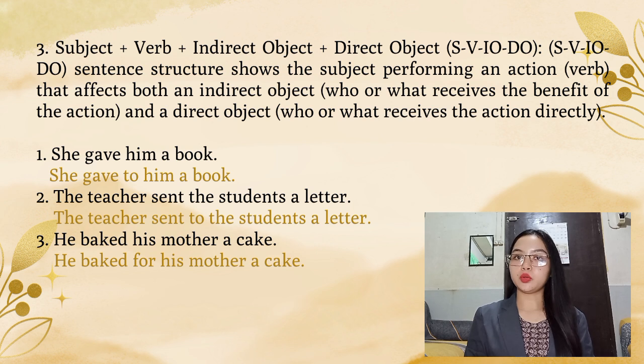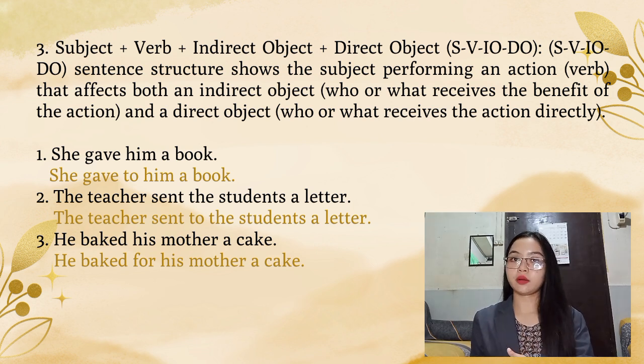The number 1 example, she gave him a book. Our subject here is she. Our verb is gave. Our indirect object is him. Our direct object is a book. She gave to him a book. So this refers to the indirect object to direct object. Second, the teacher sent the students a letter. Our subject here is the teacher. Our verb is sent. Our indirect object, the students. Our direct object, a letter. So, the teacher sent to the students a letter.